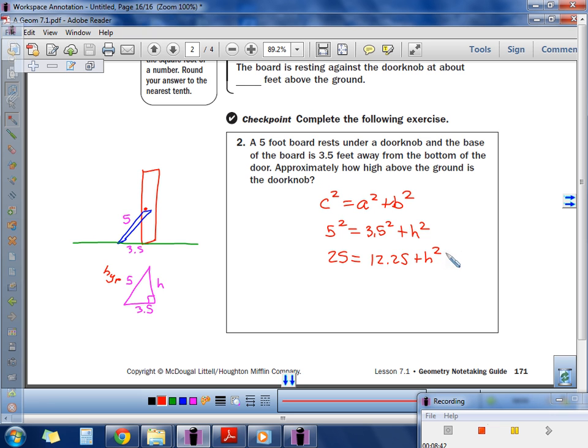Subtract 12.25. What do you get? 12.75. The last step, square rooting each side. So take the square root of each side. That way these cancel. We're left with h. And on this side, you still get 3.571. And that's approximately equal to, and I need my units, and that's feet again. There's our final answer.